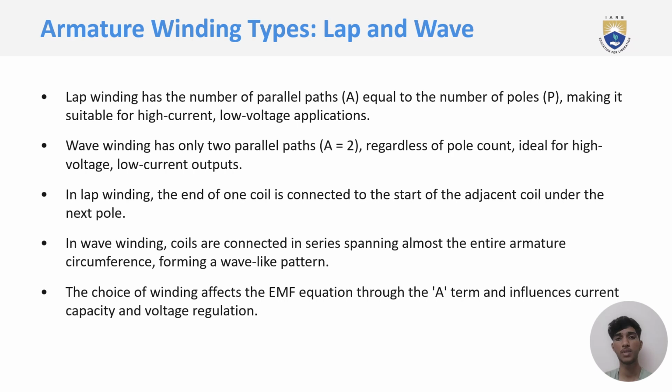Armature winding types. Armature windings in DC generators are mainly of two types. The first is lap winding, where the number of parallel paths equals the number of poles. This type is suitable for high current and low voltage applications. The second is wave winding, where the number of parallel paths is always 2. This type is suitable for high voltage and low current applications. The choice of winding type affects the voltage output and current capacity of the generator.